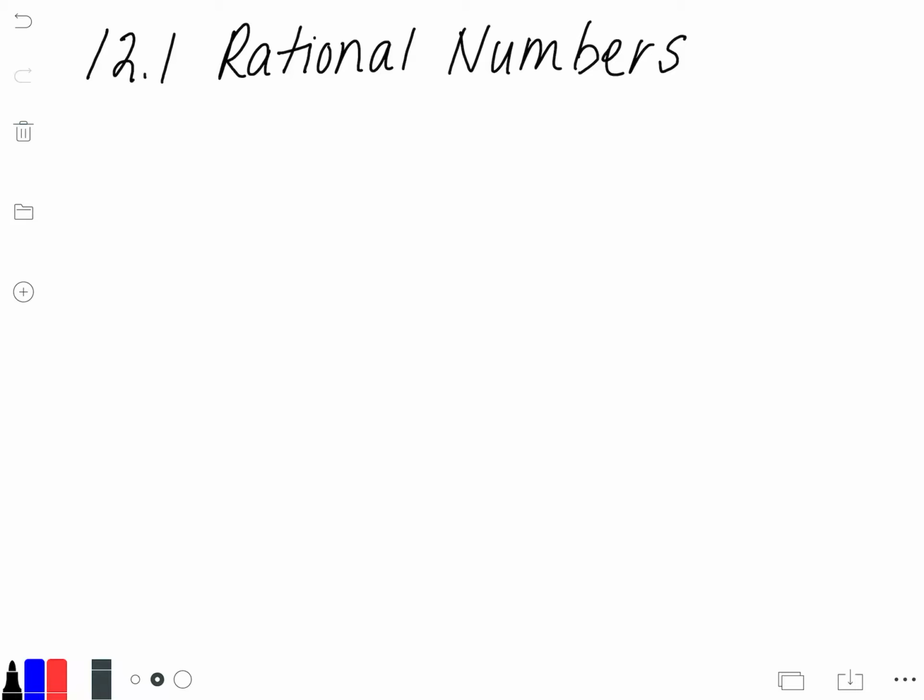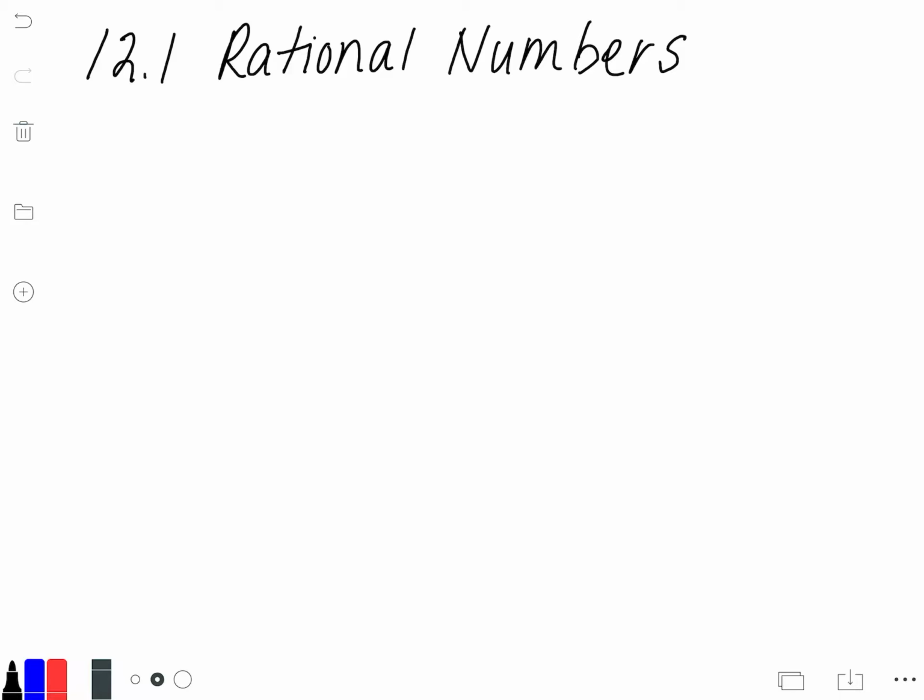This week we are starting chapter 12, which is rational numbers. Rational numbers are any number that can be written as a fraction, which includes more numbers than you'd think, because even whole numbers, like the number 2, can be written as a fraction, like 2 over 1. So we are going to spread out this lesson through at least the whole week.